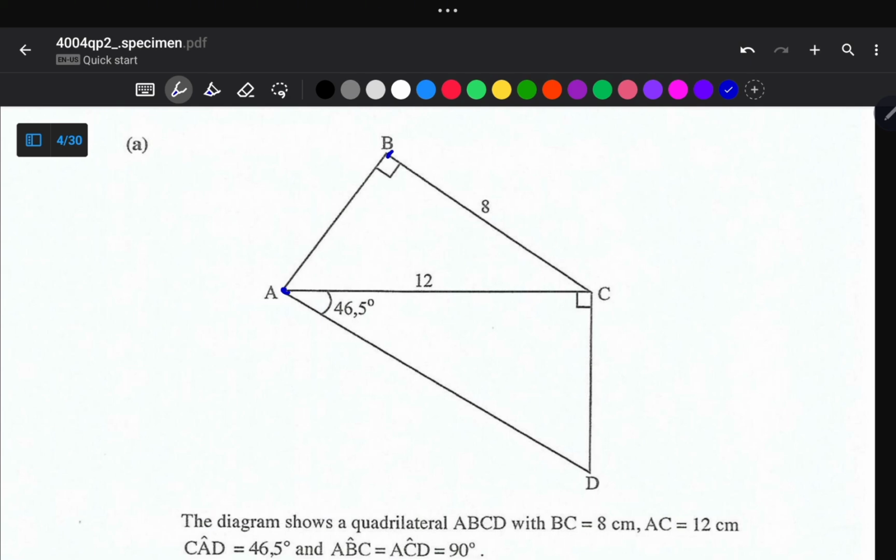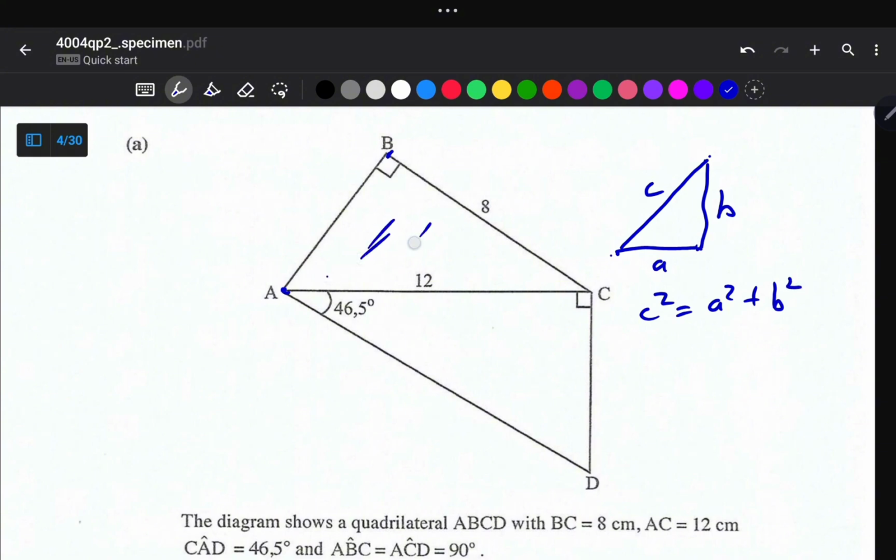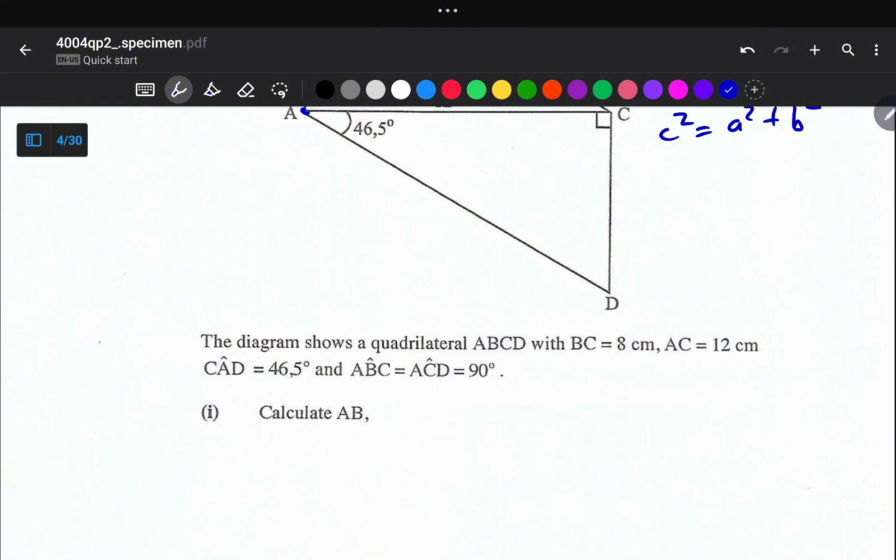Suppose we are having a right angle triangle of this form, where this side is C, this side is A, and this side is B. C squared is equal to A squared plus B squared. So for this triangle, AC is our hypotenuse, BC is our opposite, and AB is our adjacent. So here we can now say 12 squared is equal to AB squared plus 8 squared.